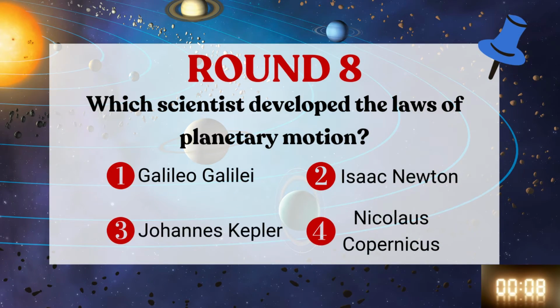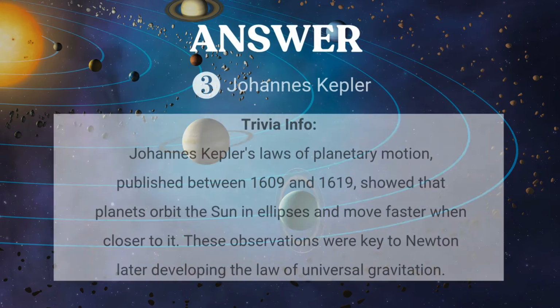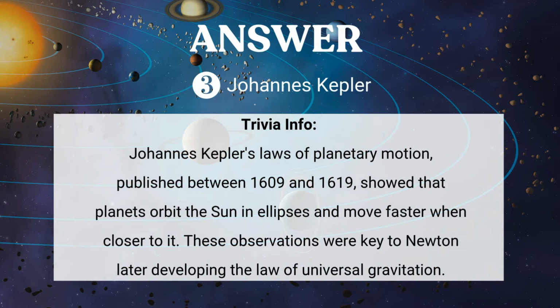Which scientist developed the laws of planetary motion? Answer 3. Johannes Kepler. Johannes Kepler's laws of planetary motion, published between 1609 and 1619, showed that planets orbit the Sun in ellipses and move faster when closer to it. These observations were key to Newton later developing the law of universal gravitation.